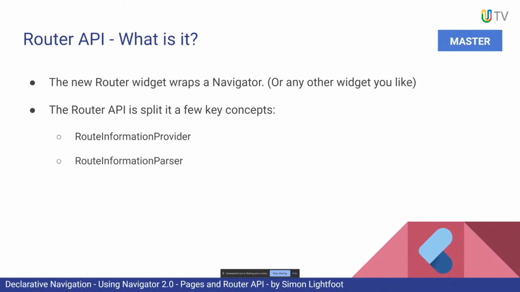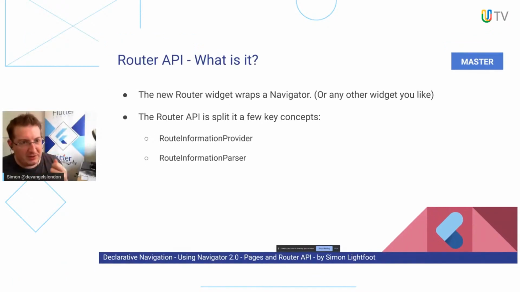Moving on. So then we have route information parser. Now, again, all these new classes, I know it's a lot, but we're going to go through them in a minute. You'll see them in code, so don't worry too much. Route information parser takes what we previously called the route name. They now call this route information because it can provide more than just the name. But think of it as the route name.